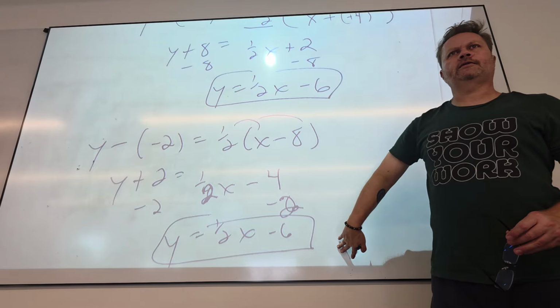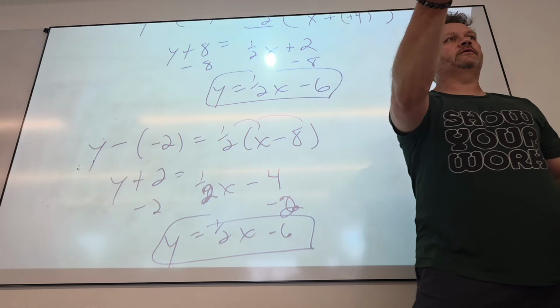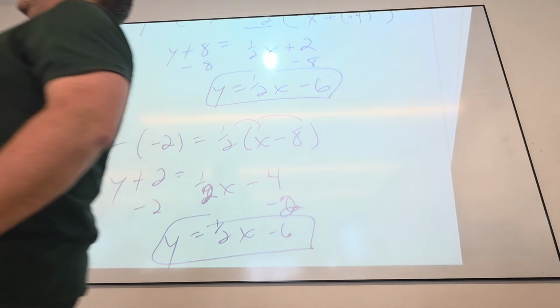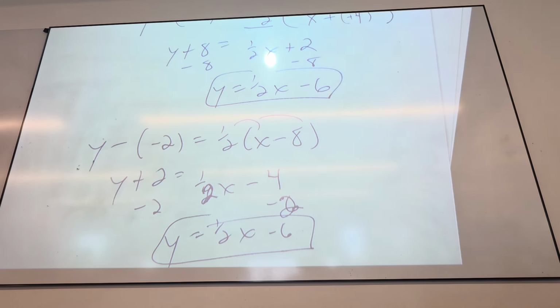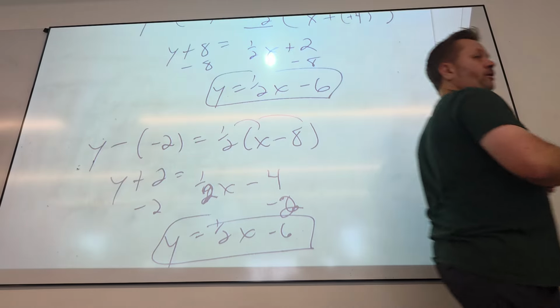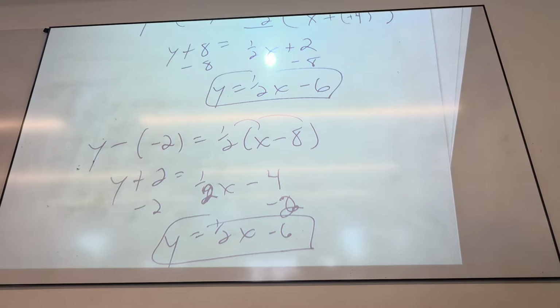I get the same exact answer. Of course I do. Because I used the same slope and I used a point on the line. How many points does every line go through? Infinite number of points. And the line goes through an infinite number of points, yes? You guys with me? No?